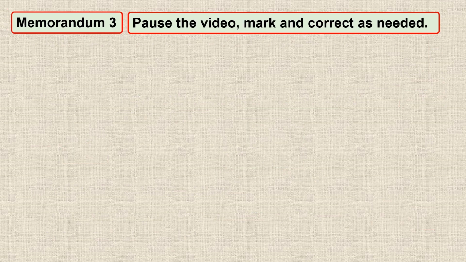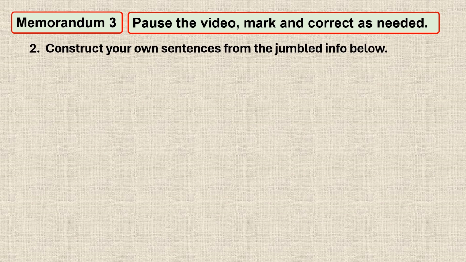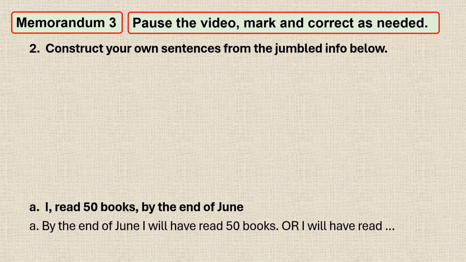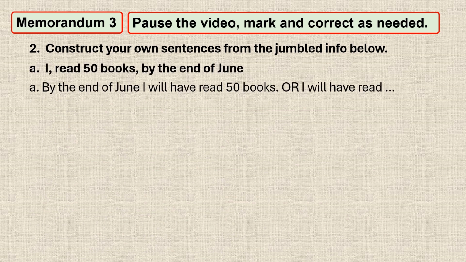Memorandum number 3, pause the video again, mark and correct as needed. 2, construct your own sentences from the jumbled info below. Now, if your sentences are slightly different, but you have the right things in the right places, it should be fine. A: by the end of June, I will have read 50 books, or I will have read 50 books by the end of June.